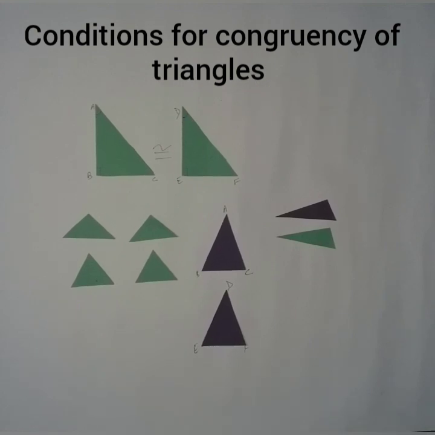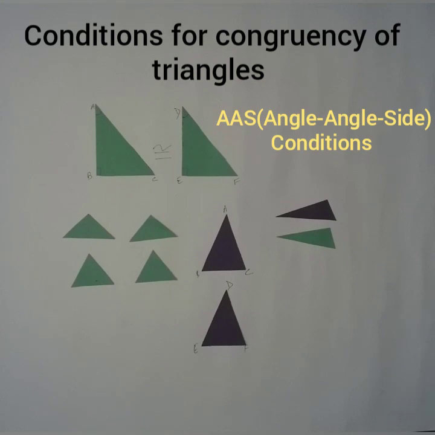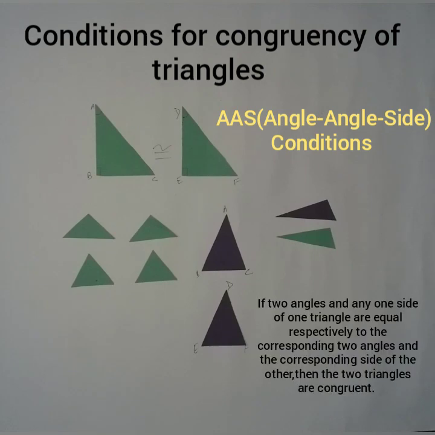Now the AAS rule, or condition, angle angle side. We have to see the corresponding angle, angle, and again the corresponding angle of another triangle, and the side. That is, if two angles and any one side of a triangle are equal respectively to the corresponding two angles and the corresponding side of the other, then the two triangles are congruent.